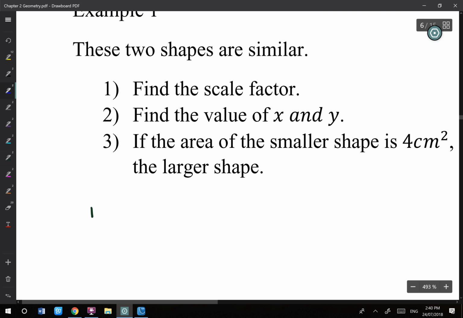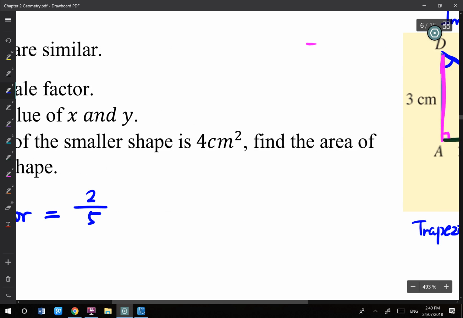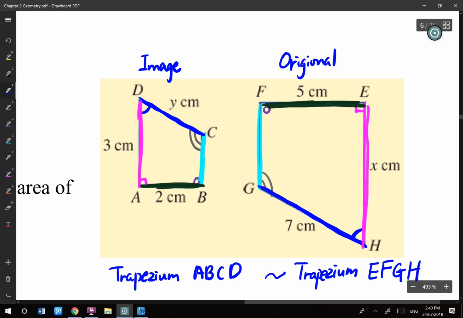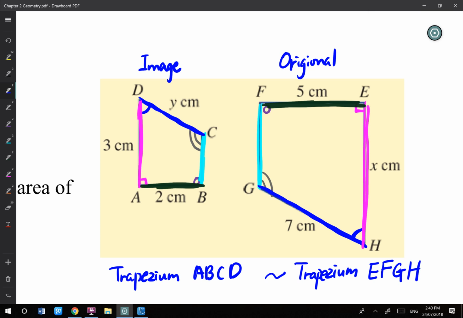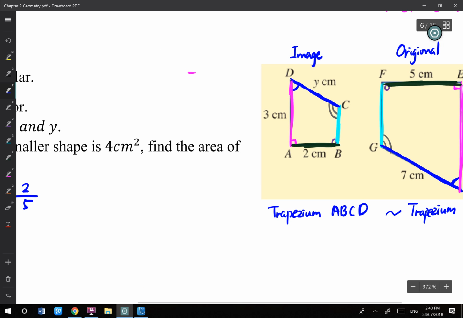So the scale factor, number 1, equals 2 over 5. What I use is the black pair, because that's the only pair with 2 numbers. If you use the pink one, one is 3, the other 6. And if I use the blue one, that's 7, I can't use it. So that's 2 and 5, if I say the small one is the image and the large one is the original.